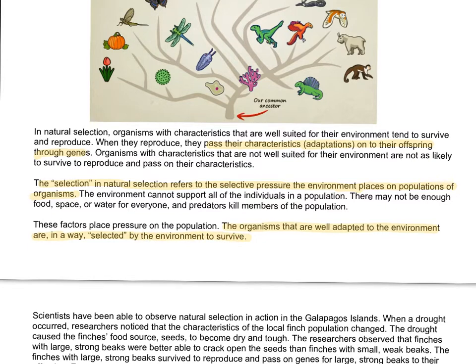Okay? So there's a part on your notes where it says natural selection, and I think you have to write a definition. This would be a great definition to write. Those 2 sentences that I highlighted.